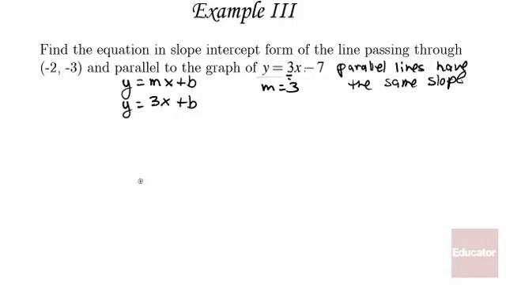I need to have b. Well, I have a point on this line, negative 2, negative 3. So I'm going to substitute in, I'm going to let x equal negative 2 and y equal negative 3, and then solve for b.